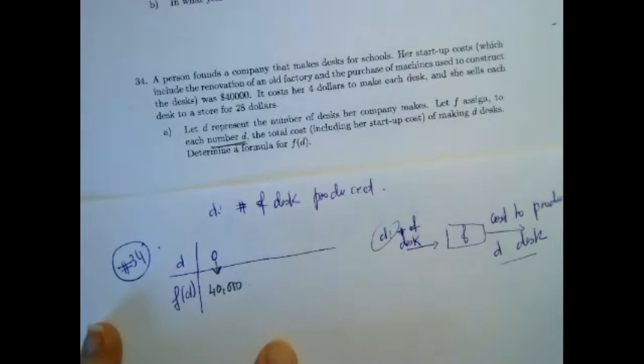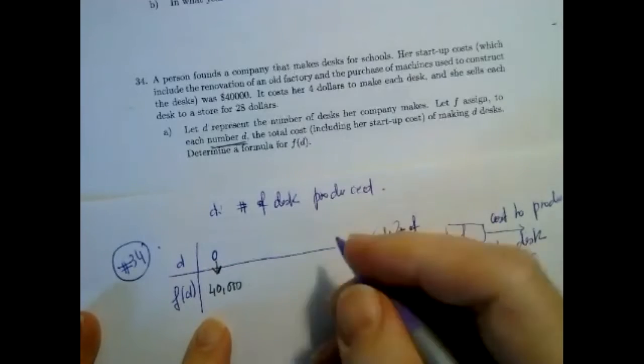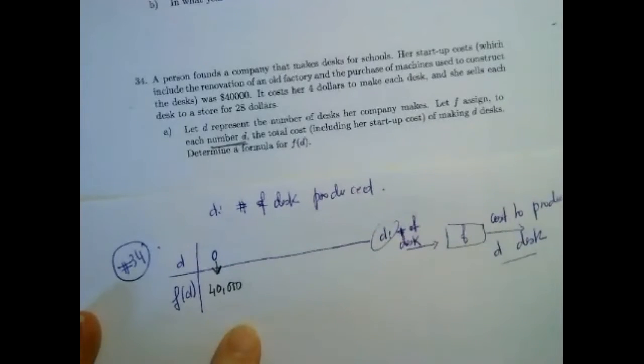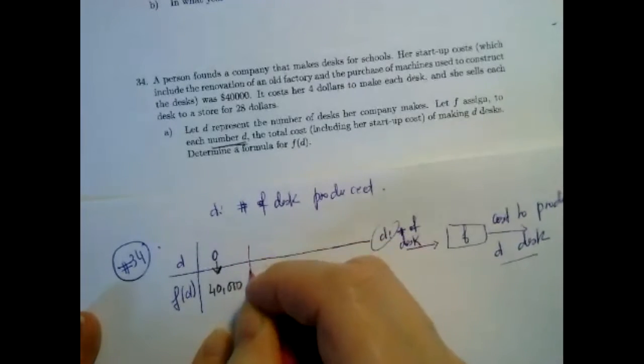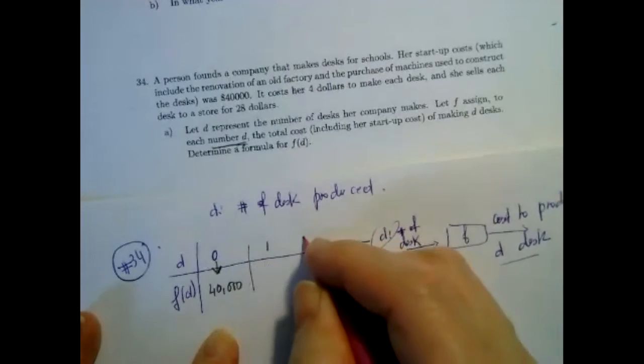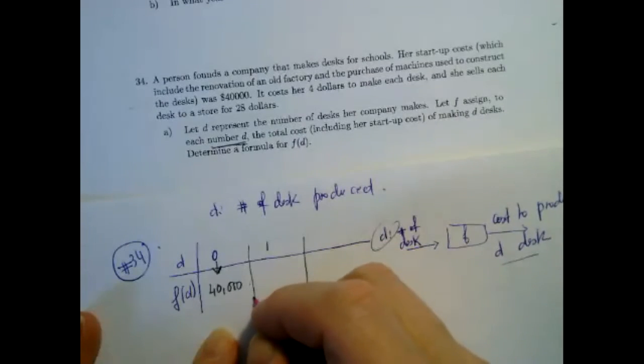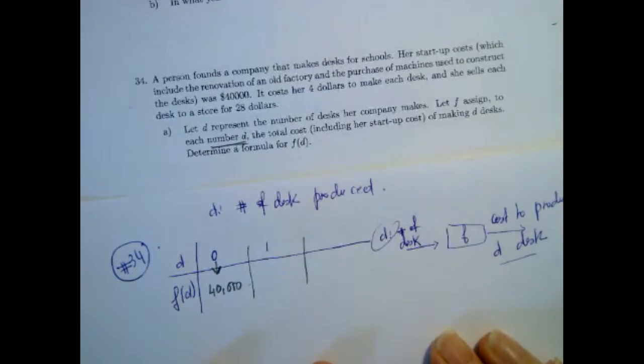Okay, so D is the number of desks. So 0 desks produced, the cost is 40,000. All right. Now I want all of you: what if 1 desk is produced? Read the problem. What's going to be the cost?